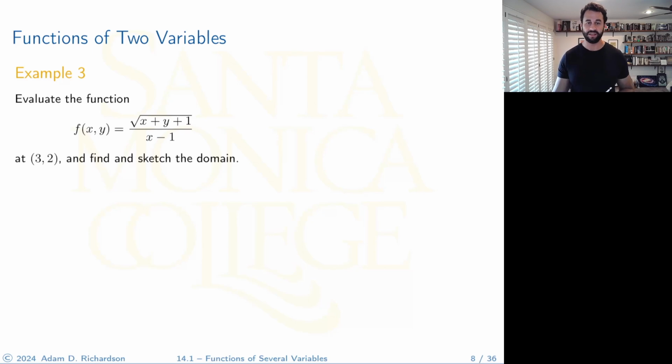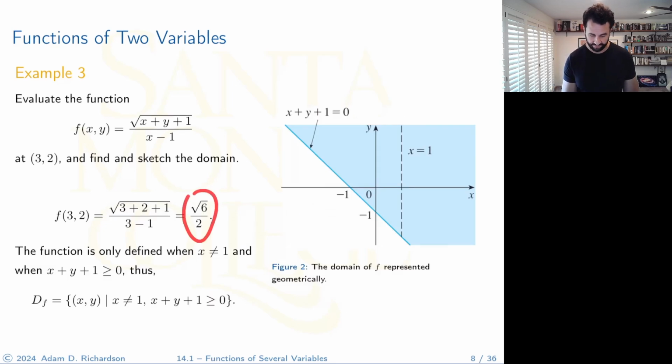All right, now let's do it together. Simply enough, evaluating is pretty straightforward, right? You plug 3 in for x, you plug 2 in for y, and then you simplify and you will get a number. So that's what we get here. So what is f of 3 comma 2? It is root 6 over 2. So that is the real number output this function spits out when you put in the point 3 comma 2.